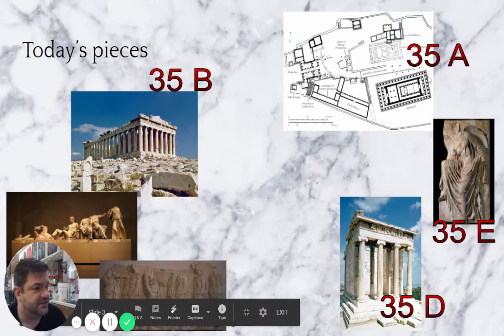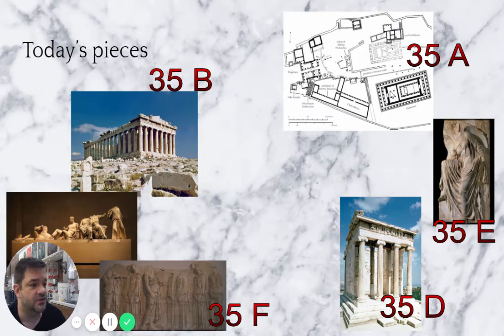The Acropolis is the sacred site of Athens. Acro, high, opolis, city. So it's literally the high city that we're taking a look at today. This is one of those instances where AP gets tricky on you. This is piece number 35, but within piece 35, they have five more pieces to learn about. So we've got the Acropolis, that's piece 35.